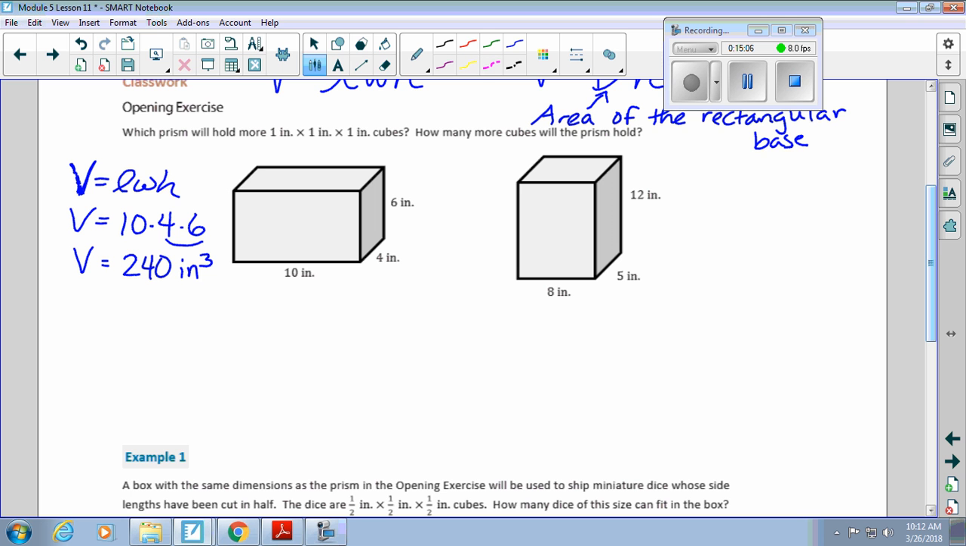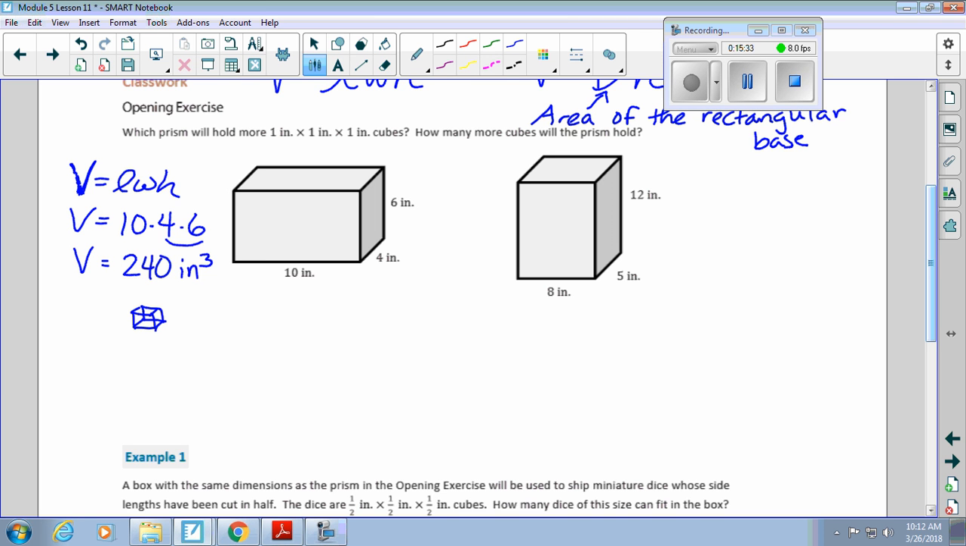So that's saying how many of these 1 inch by 1 inch by 1 inch cubes would fit into that rectangular prism. How many would it hold? So how many would that hold, Genevieve? Very good, 240. That would be its capacity. That's how many it would hold.